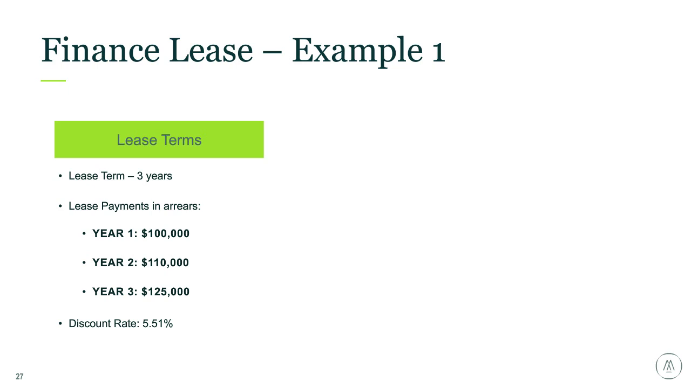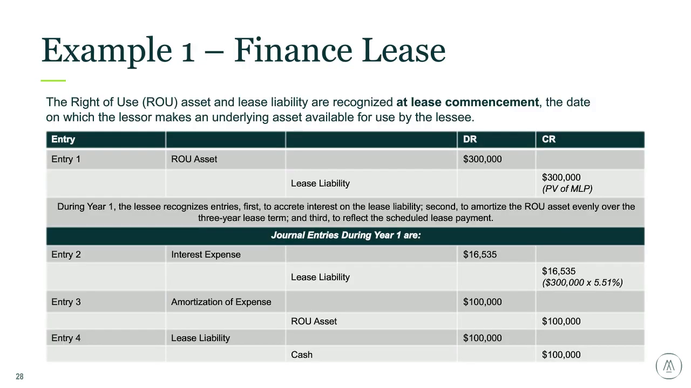So if we assume it's a finance lease, at lease commencement, and it's important to know the difference between lease commencement and lease inception. Lease commencement is when you actually start recording things on your balance sheet or on your P&L, and that's reflective of the date that you get access to that asset. So you might paper the lease and sign it on January 1st, but if you don't get access to that particular asset until January 30th, lease commencement is on January 30th, and that's when you'd record these entries.